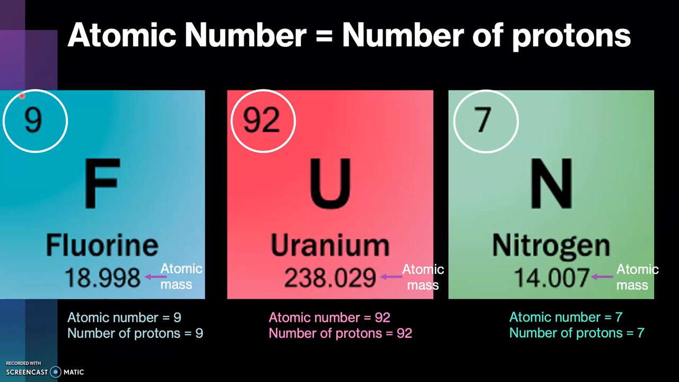For example, for fluorine, the atomic number is 9. It has 9 protons. For uranium, the atomic number is 92. It has 92 protons. Nitrogen has atomic number 7. It has 7 protons. Now, there's another number that appears on the periodic table under the name of the element. This number is not a mass number, it's the atomic mass. For fluorine, the atomic mass is 18.998. For uranium, it's 238.029. This is the atomic mass of uranium, not the mass number. Same thing for nitrogen, 14.007. This is the atomic mass of nitrogen, not the mass number.